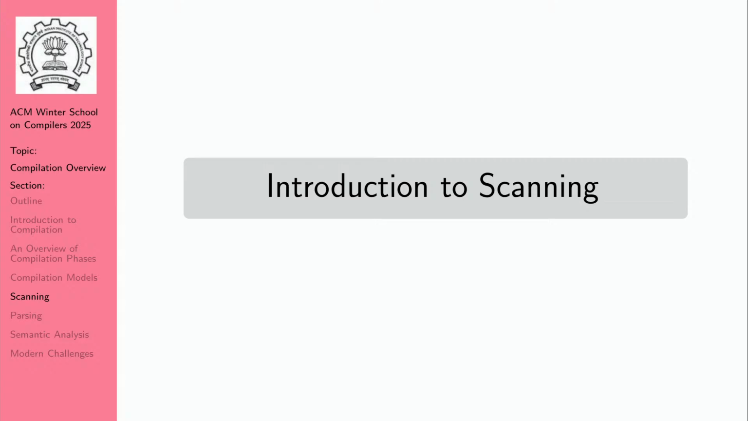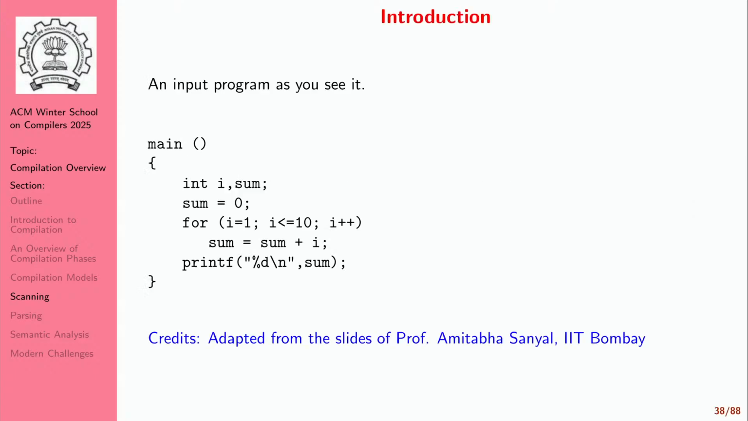Okay. So let's begin with scanning. Here is an input program as you've seen it. This is just going into slightly more detail of what you've seen before. Here is an input program which essentially writes a sum of some numbers, the sum of the first i numbers. In this case, i less than 10, so the first 10 numbers. That's a C program.